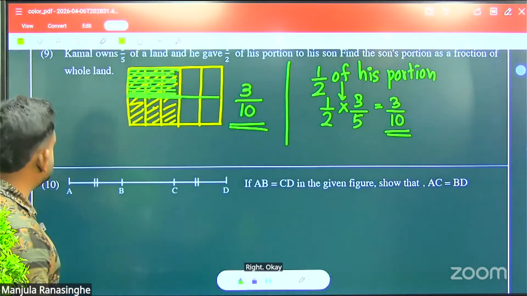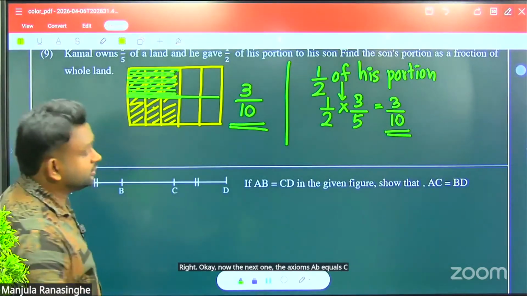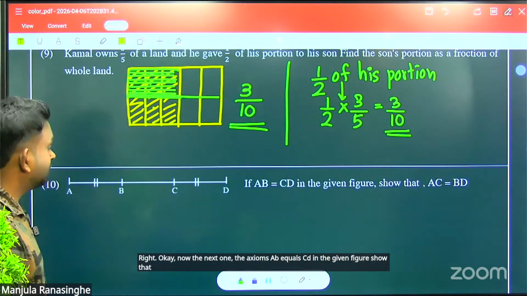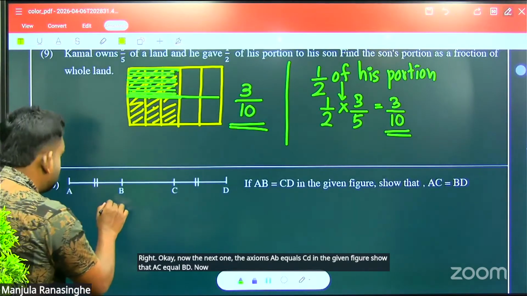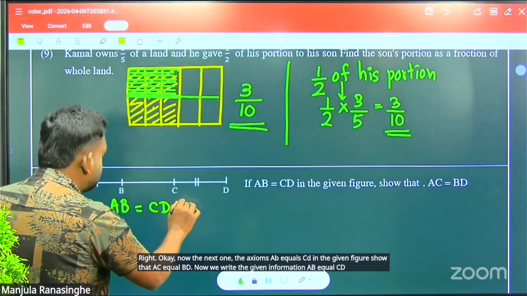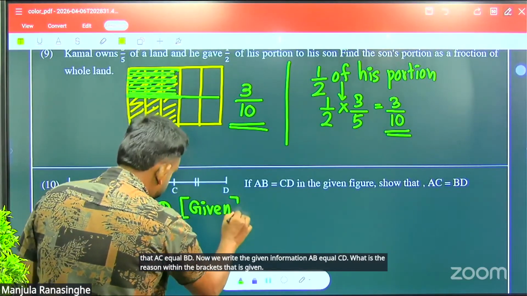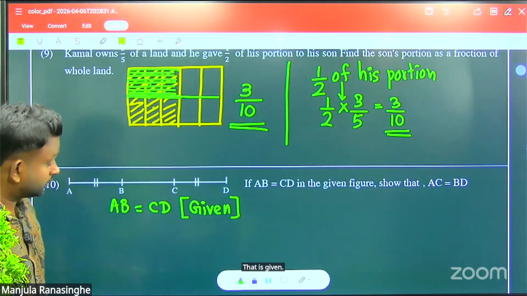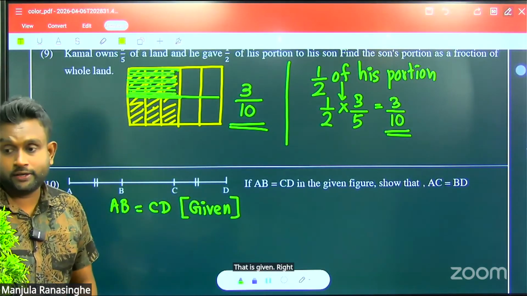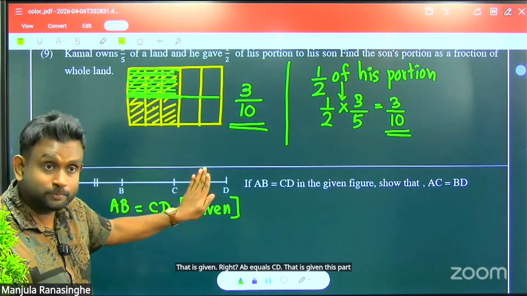Okay, now the next one. Using the axioms, AB equals CD in the given figure, show that AC equals BD. Now we write the given information: AB equals CD. What is the reason within the brackets? That is given. Right, AB equals CD. That is given. This part equals this part.